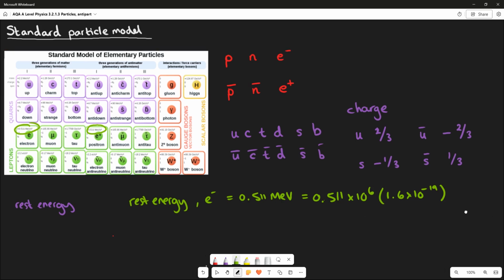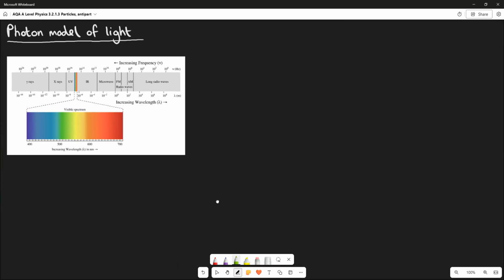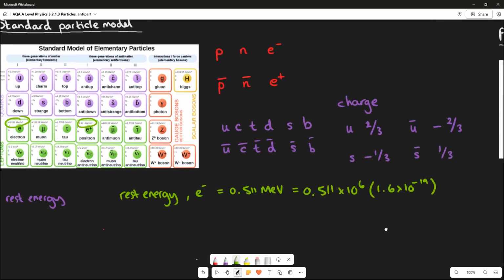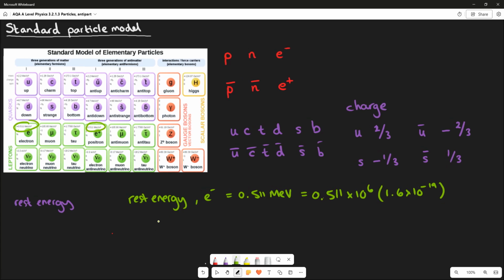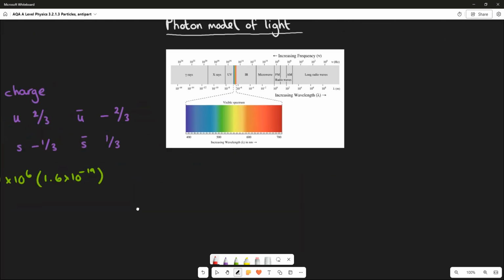Okay, let's have a look at photons. You can see from the model that the photon is included and it is a force carrier. We're going to be talking about some of these later on in the course. We're not going to be talking about the gluon, the Higgs boson, or the Z boson. We are going to be talking about photons and W bosons later in the course. We're going to have a quick look at photons now.